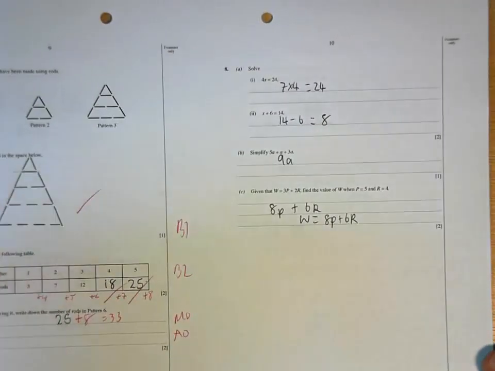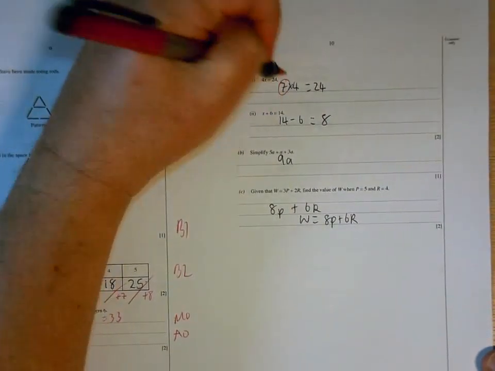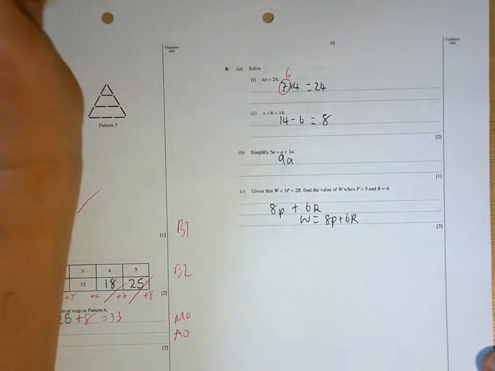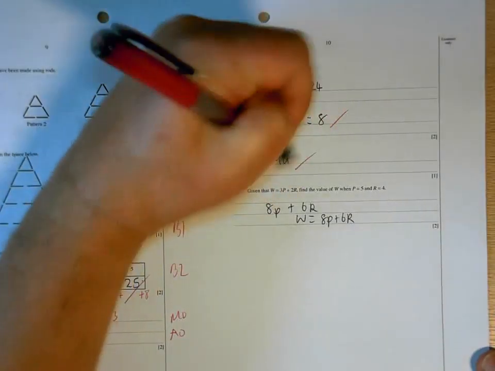So you lose those 2 marks. 6 times 4 is 24, not 7 times 4. That's correct, that's correct, that's not.